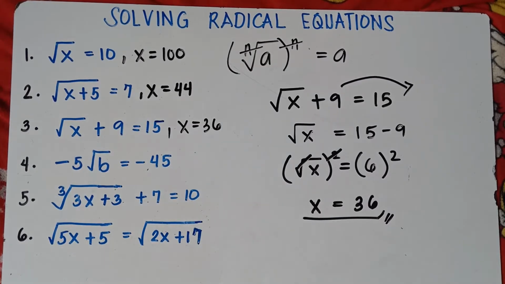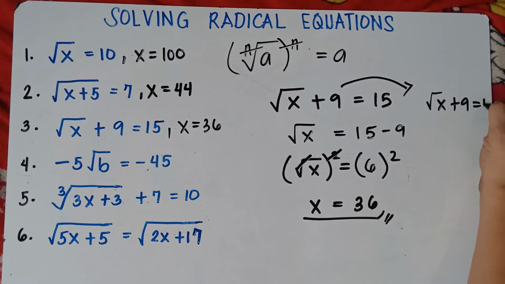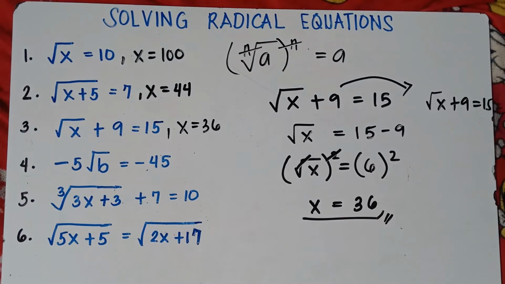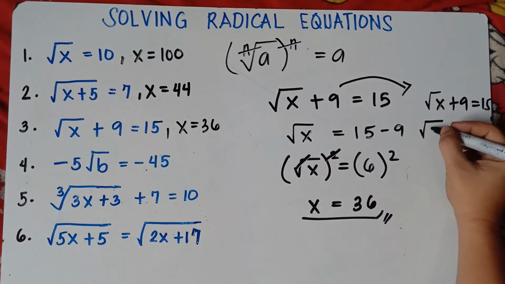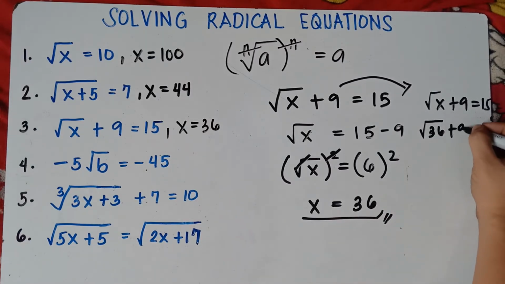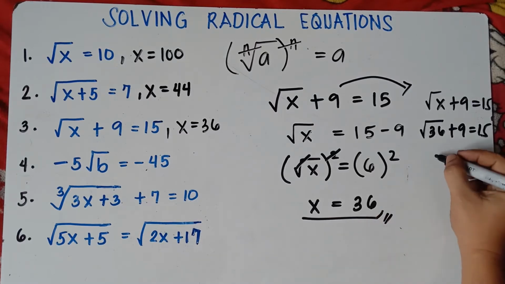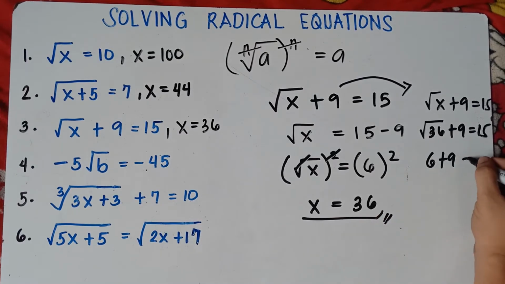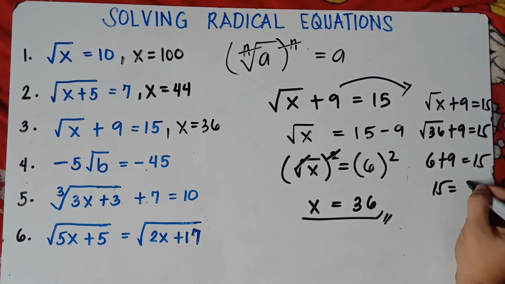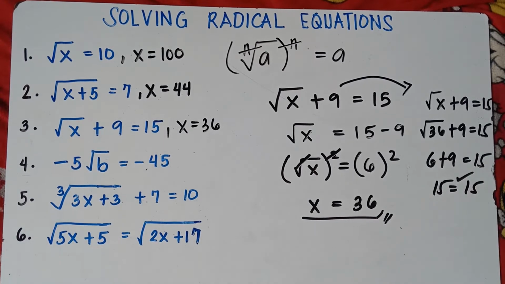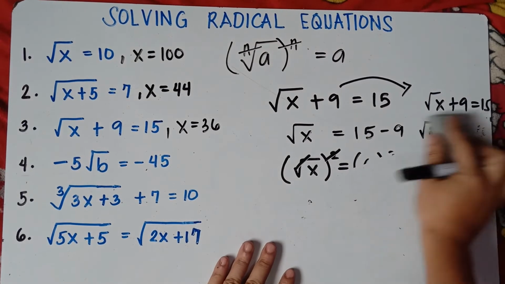Once again, you can always check your answer. So square root of x plus 9 equals 15. So x is 36. Square root of 36 plus 9 equals 15. The square root of 36, that is 6. So 6 plus 9 equals 15. 6 plus 9, that is 15, equals 15. Therefore, our answer is correct. Alright, so let's try number 4.